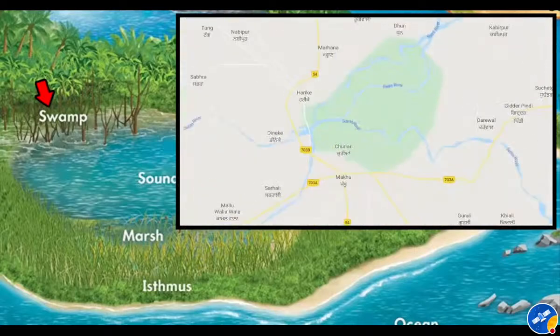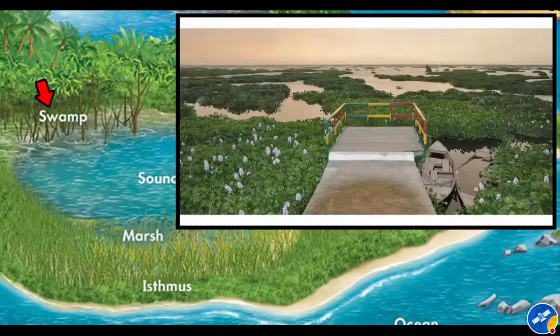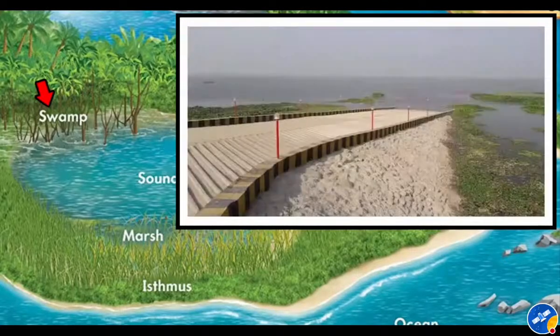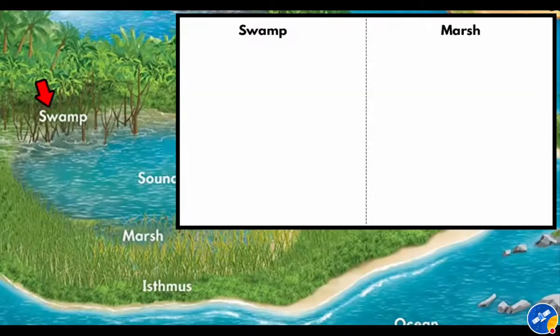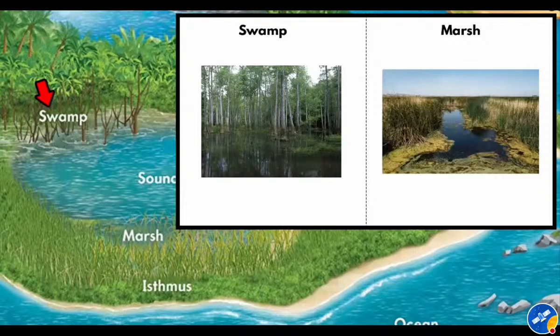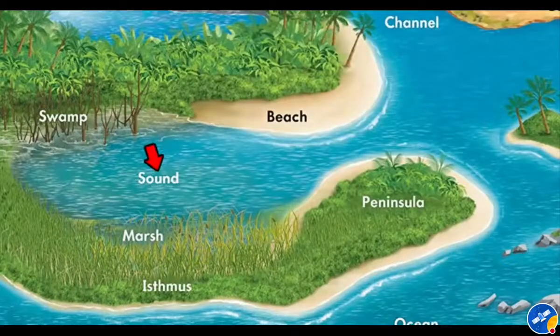Similarly, if you look at the Harike wetland in Punjab, you will find grass and herbaceous plants. That means it is a marsh. So the only difference between a marsh and a swamp is the existence of trees. If there are trees and woody plants, then it has to be a swamp. Please remember this point. The next one is sound.